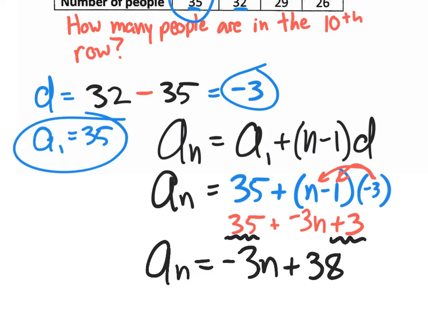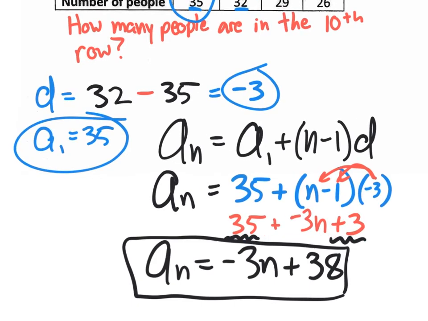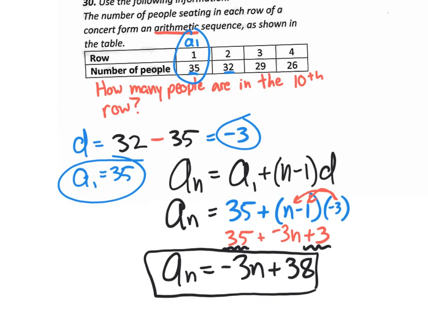Now, this rule right here will give you any number you want, right? Now, let's say you're not too comfortable with this rule. You probably think, oh, I made a mistake. So if you wanted to verify, you could simply plug in the number 1 and see if you really do get 35. Or you could plug in the number 4 and see if you really do get 26. Just if you want to verify, feel more comfortable with yourself.